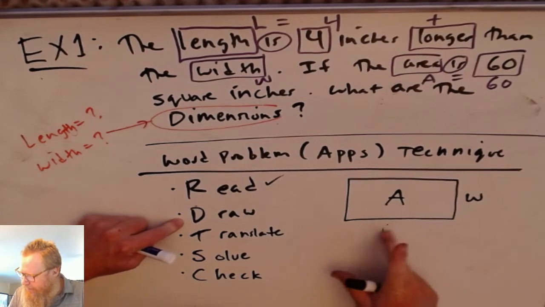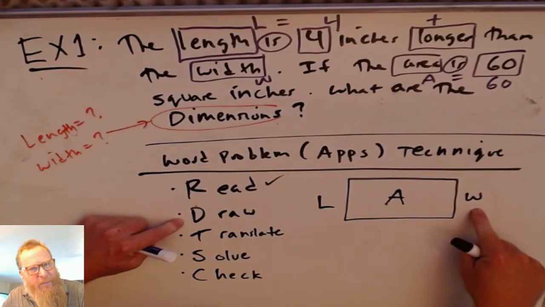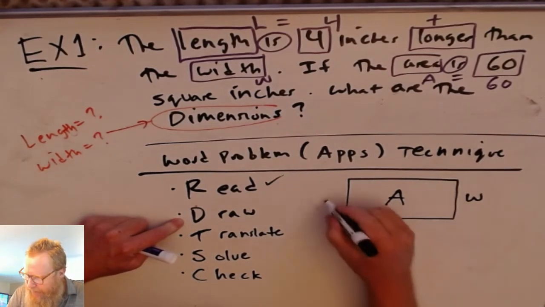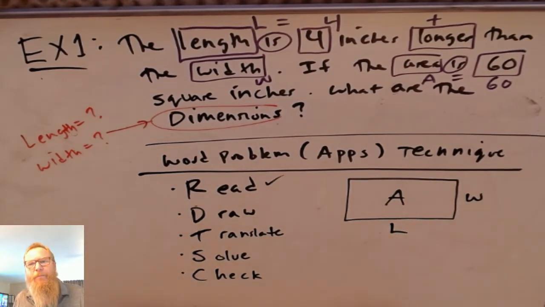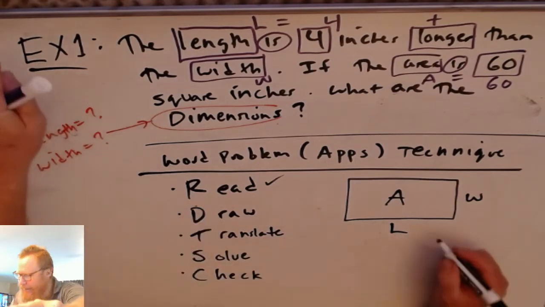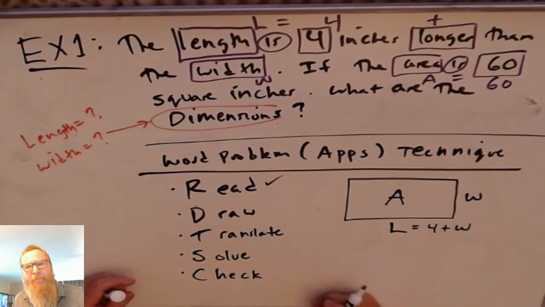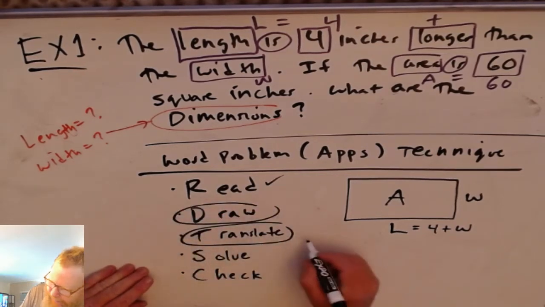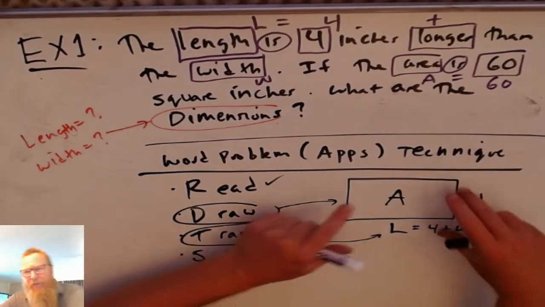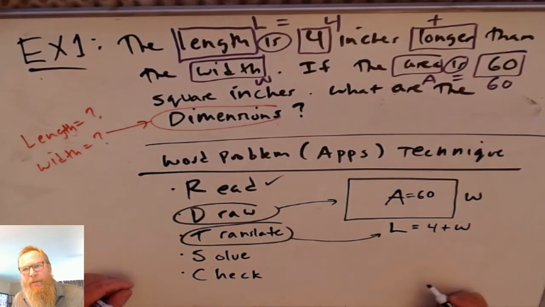Now, you don't want to do something like this. That wouldn't make any sense, right? Because if this is L, then that also has to be L, and vice versa. If this is W, then this also has to be W. So label 2 distinct sides. All right. What does it say? It says the length is 4 plus W. So when I translate, drawing and translating are very similar. They're sort of related. I'm drawing the picture and translating. And then A is 60.